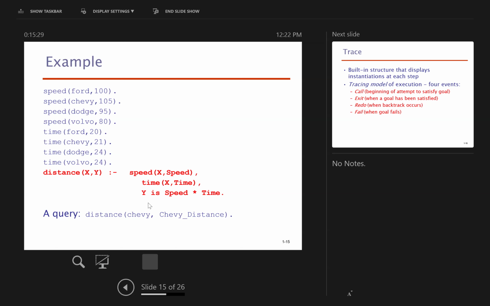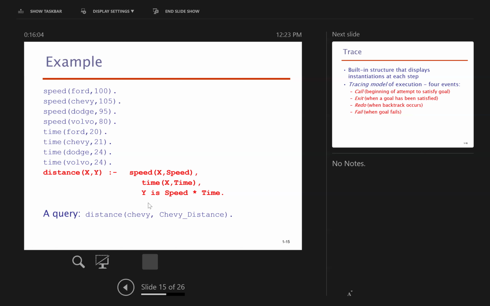Who can tell us the answer here? I think the answer should be the next. No, they didn't give me that. But who can tell us what will be the answer here? Chevy, the speed will be 105. Am I right? 105, because of the fact. Because here, distance will take x and y. What is x? X is speed. And what is y? Oh, y is 21. It's here. So y will be 21.